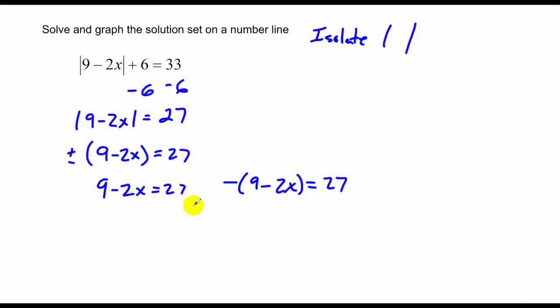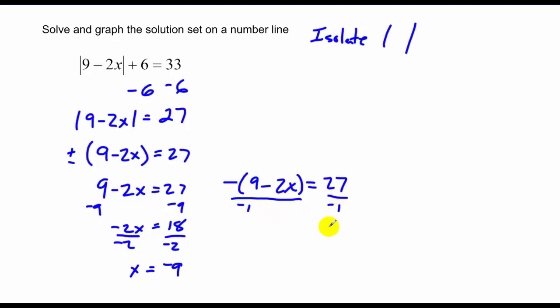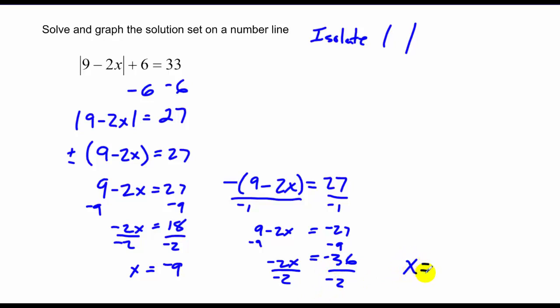Next, we solve each of these two equations. I'll solve this one by subtracting 9 from both sides, which gives me 18 is equal to negative 2x. Divide by negative 2 on both sides. Negative 9 is equal to x. And on this side, I'll divide by negative 1 on both sides, giving me negative 27 equals 9 minus 2x. Subtract 9, giving me negative 36 is equal to negative 2x. Divide by negative 2, and I have x equals positive 18. So if I write this on a number line, sorry, I'm going a little crooked here, I get a negative 9 and a positive 18.